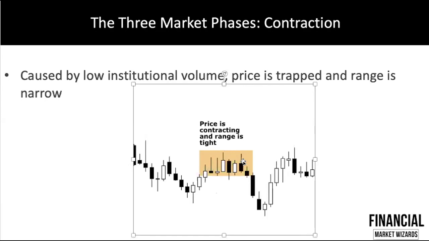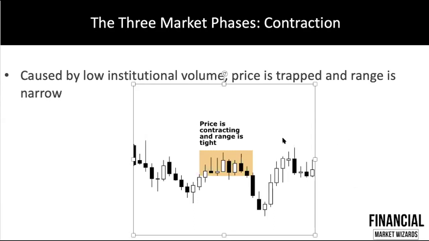So basically in this phase, price is trapped and the range is narrow. You'll see a lot of doji candles. If you do not know what a doji candle is, get our book. We'll put it in the download link in the description below. In our free book, we talk about the different types of candlestick patterns, so that will definitely help you. Back to this: price is trapped and the range is very narrow.